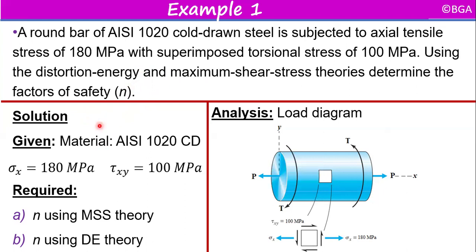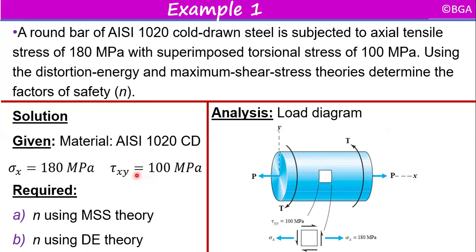So for that, we start with identifying the given data. So the material is already selected. It is AISI 1020 cold drawn steel. And the stresses induced in the bar are given. Due to the tensile load, we have a tensile stress of 180 megapascal. And due to the twisting load, we have a shear stress induced, which is equal to 100 megapascal.